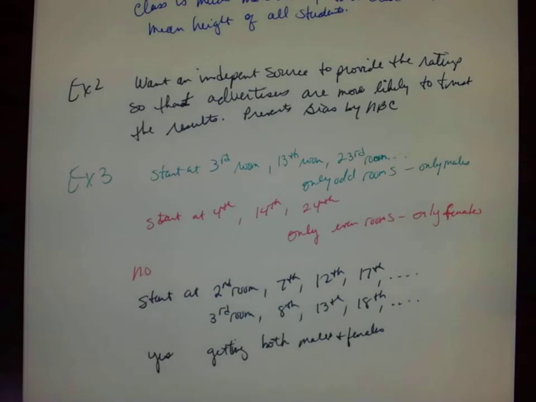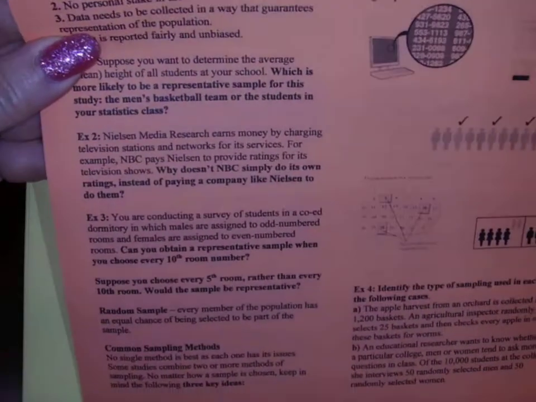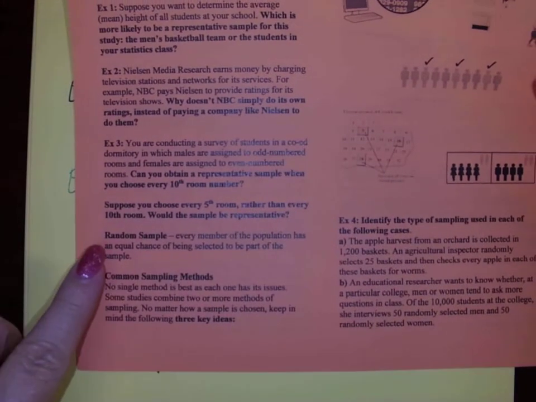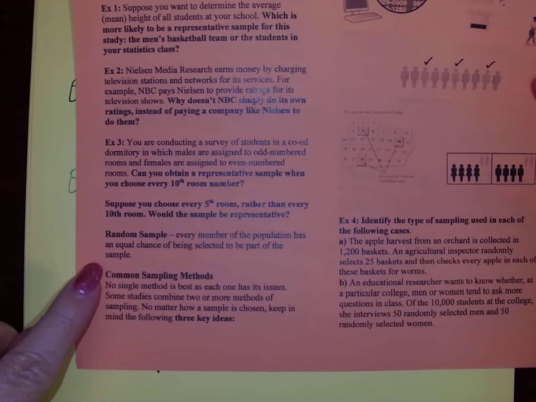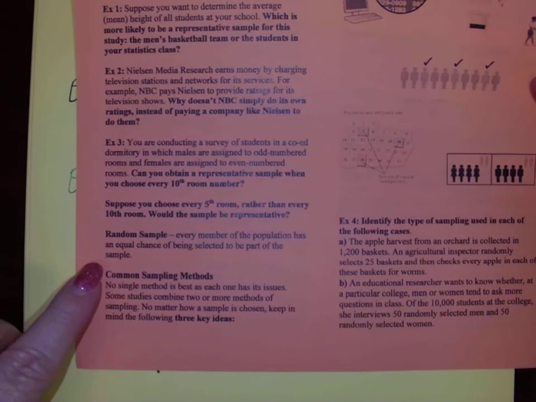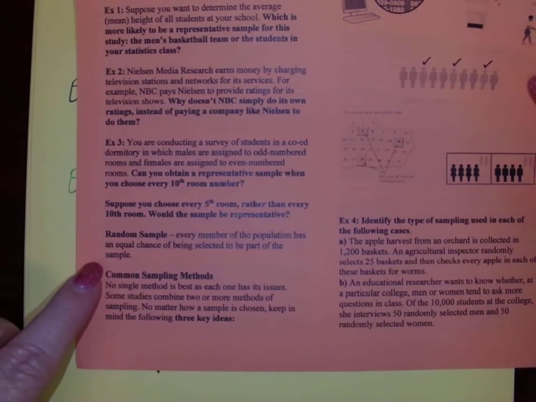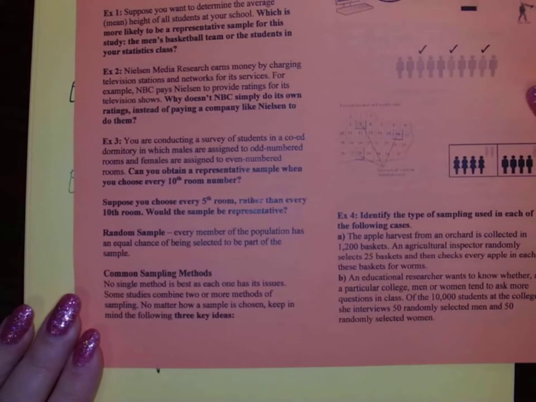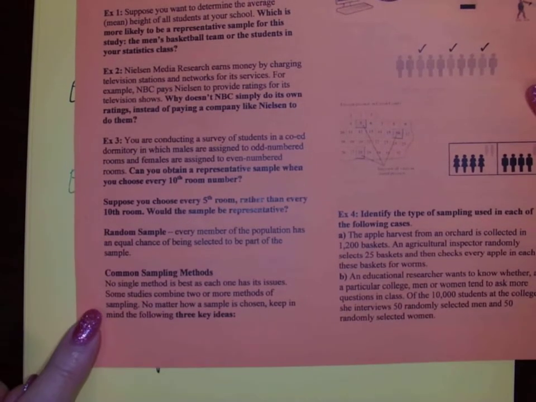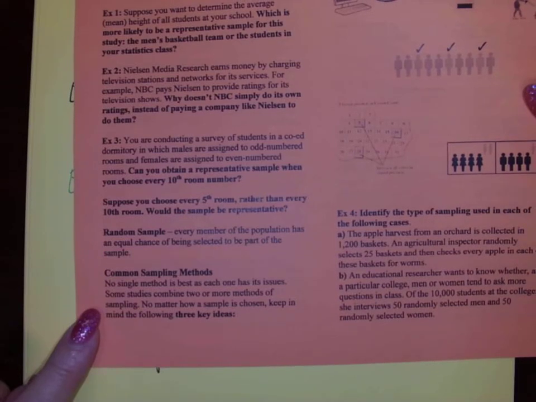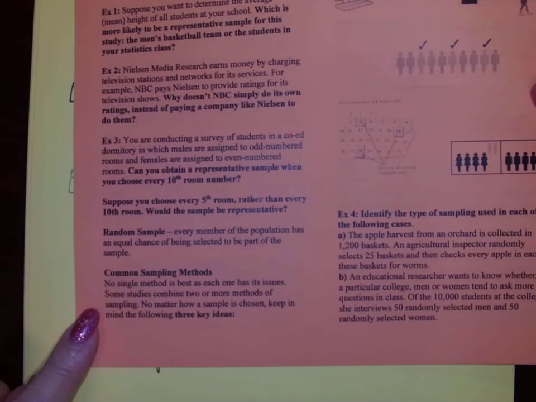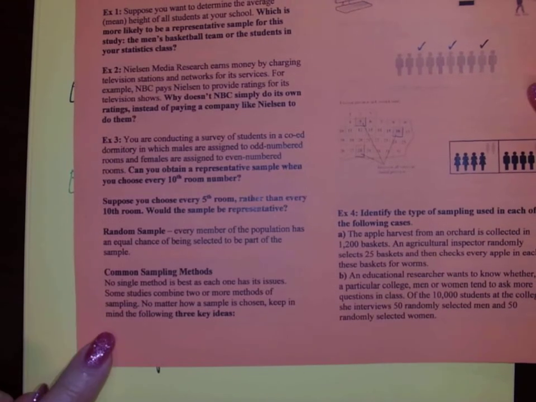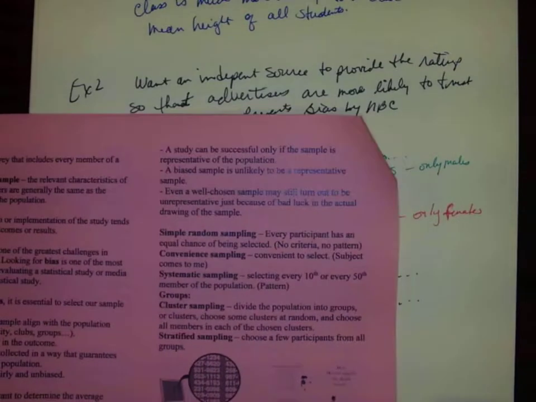All right, let's go look at some more words. So random sample. That's every member of the population has an equal chance of being selected to be part of the sample. It's just random. Everybody's got a chance. There are common sampling methods. There's no single method that is best, as each one has its issues. Some studies combine two or more methods of sampling, and no matter how a sample is chosen, keep in mind the following three key ideas.